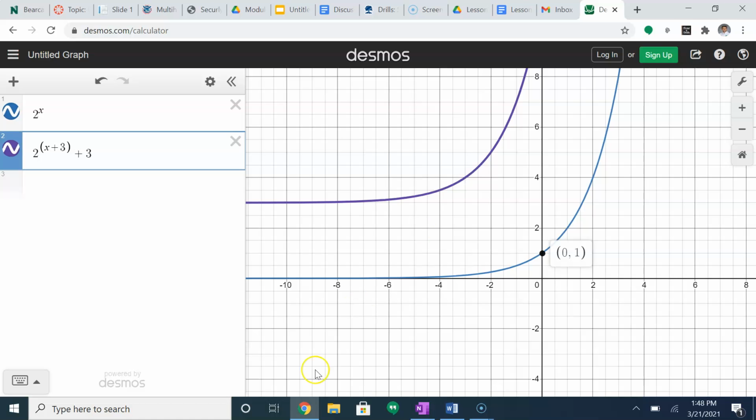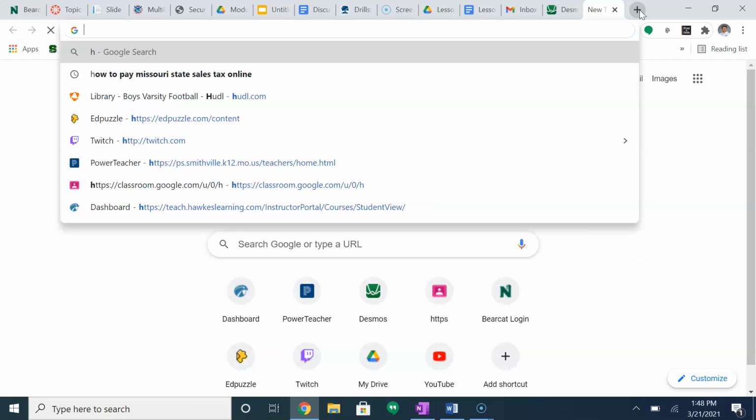So, again, domain and range. Domain didn't change, but the range, I moved it up 3, so it's going to change the range and the horizontal asymptote. As long as you know the transformations, you will be fine on the Hawks, and I'll show you what I mean by that.